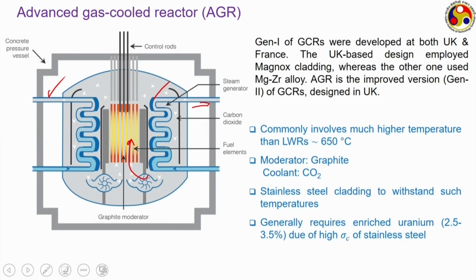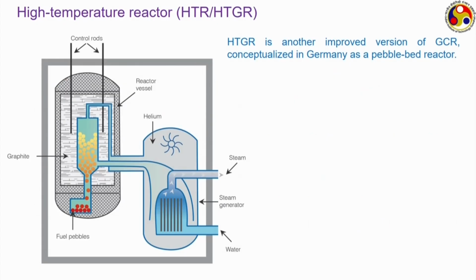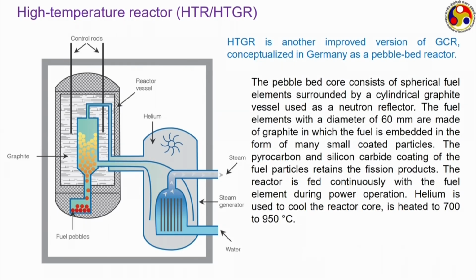Now, the gas cooled reactors can have several kinds of modifications. Several improved versions of these gas cooled reactors have been proposed. One of them is the high temperature reactor, which is proposed in Germany. It is actually a pebble bed reactor, which is a very interesting one. Here, as you can see from the diagrams, the fuels are shaped in the form of small pebbles, each of a diameter of about 60 millimeters.